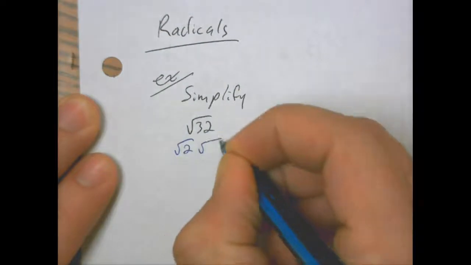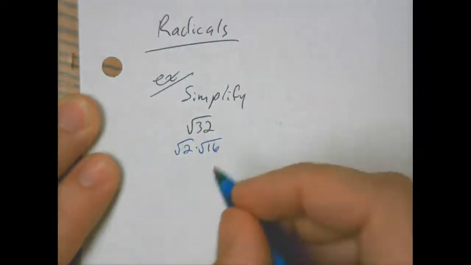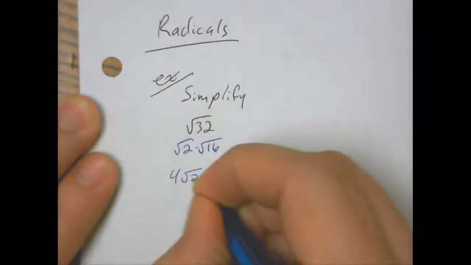It's like the square root of 2 times the square root of 16, because that's what 32 is. We know the square root of 16 is 4, so this is like 4 root 2. That would be our solution.